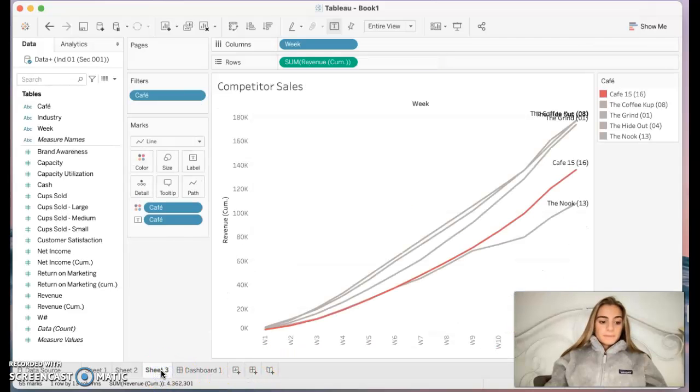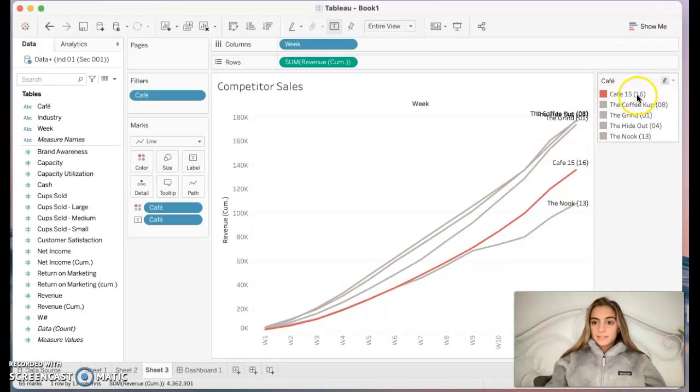Sheet 3 represents my sales versus my competitors. I chose my classmates' companies in order to compare to mine. By doing this, I was able to see how my graph did compared to others. So my line is highlighted in red and the rest are in gray. And over here you could see the competitors I chose.